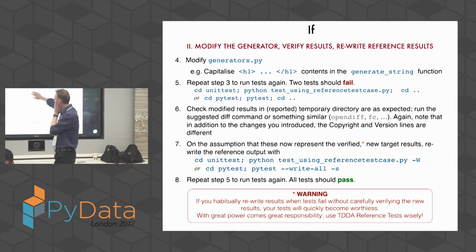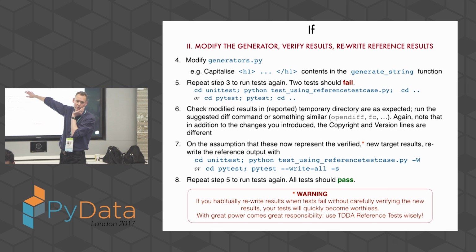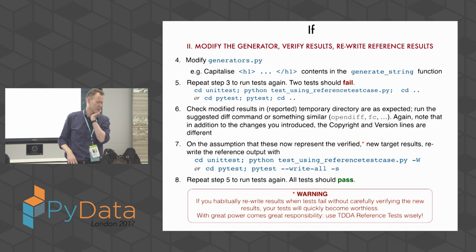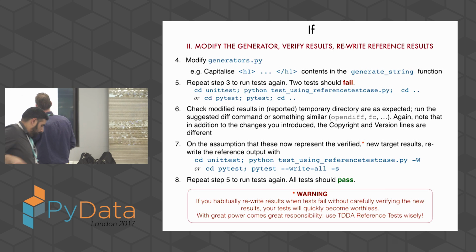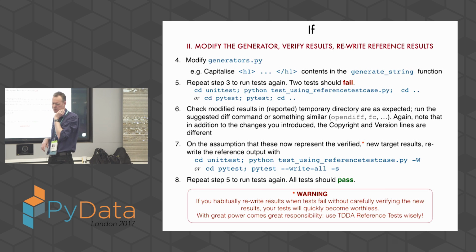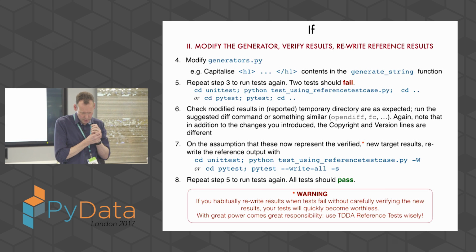Okay, and then, whether you use PyTest or unit test, just run the tests again. You should get either 1 or 2 failures. I think if you change both the headings, you should get 2 failures. I guess if you only change one of them, you'll probably only get 1.